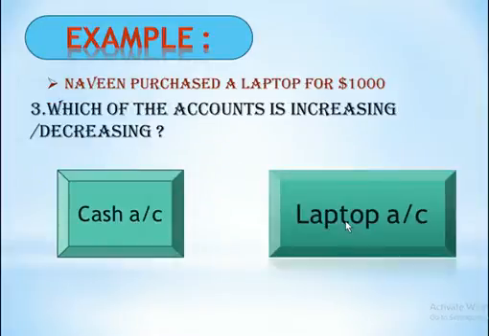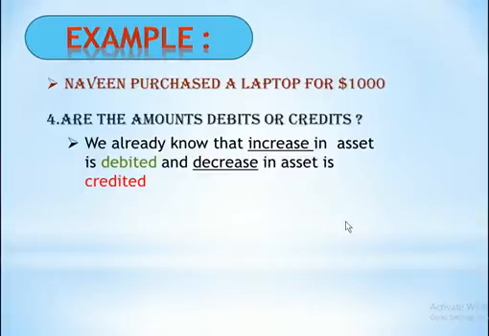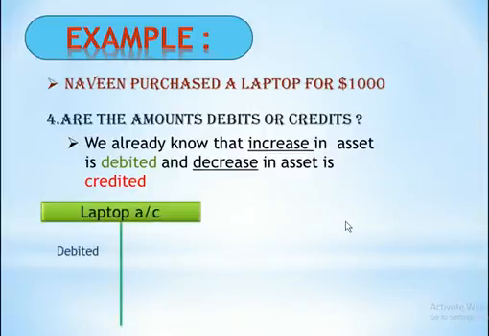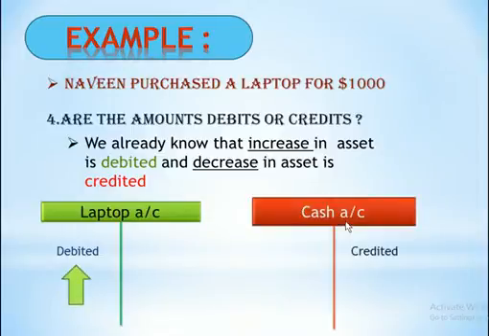Which of the accounts is increasing or decreasing? Cash account, as cash decreases and laptop increases. Are the amounts debits or credits? We already know that an increase in asset is debited and a decrease in asset is credited. I told you this is the main rule to be followed to make transactions easy. Laptop account is debited as it increases and cash account is credited as the asset is decreasing.